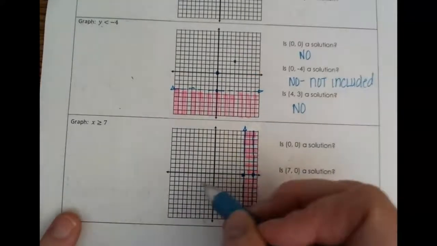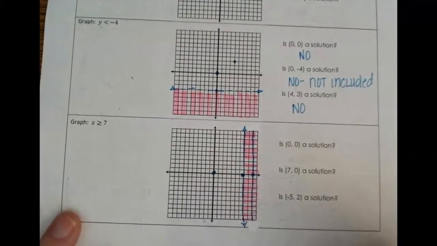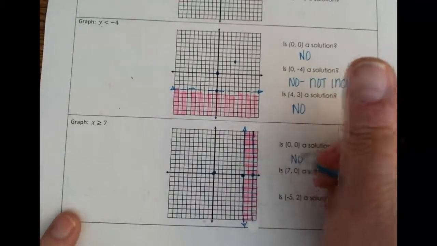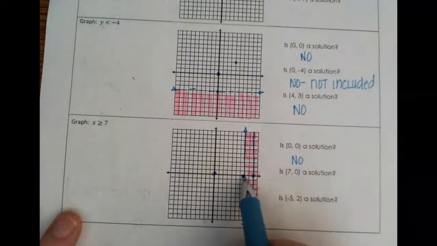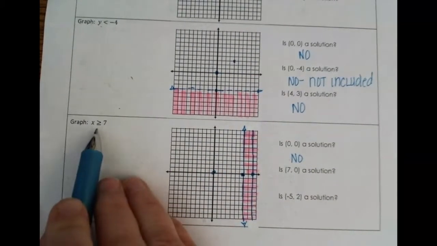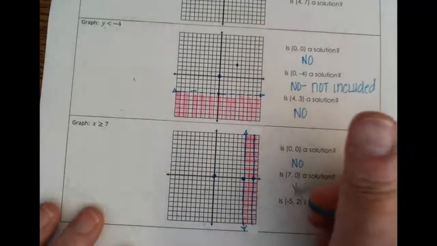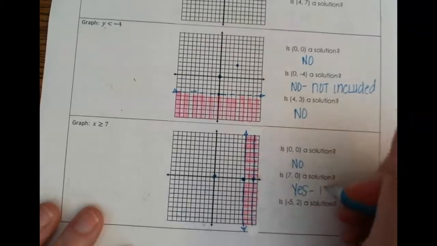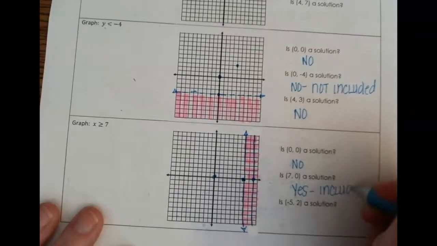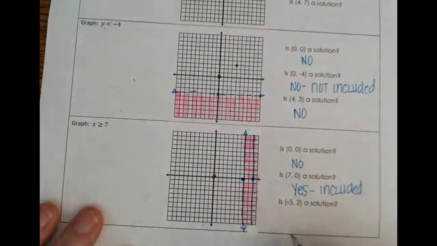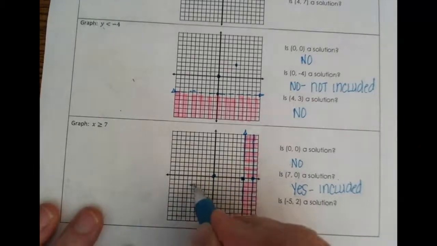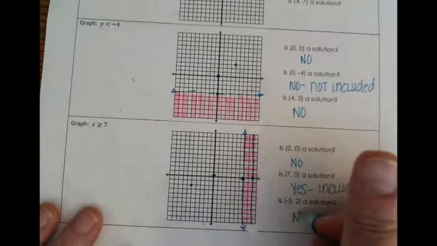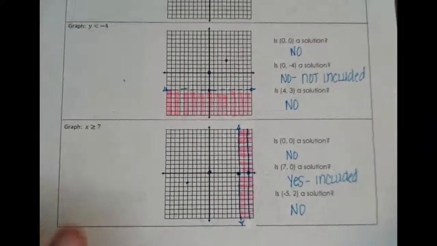Same process. Is 0, 0 in the shaded area? No, it is not, so it is not a solution. How about 7, 0? Here's 7, 0. It's on the line, but the line is included. So yes, 7, 0 is a solution because it's included with the line. How about negative 5, negative 2? Right here, not in the shaded area, and not a solution.